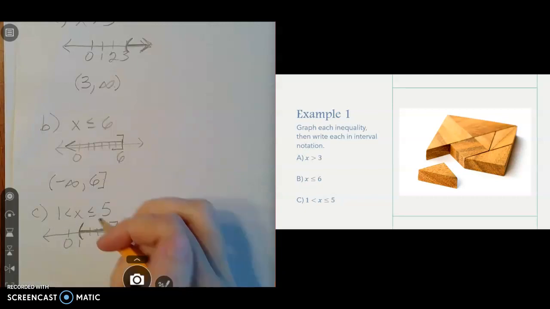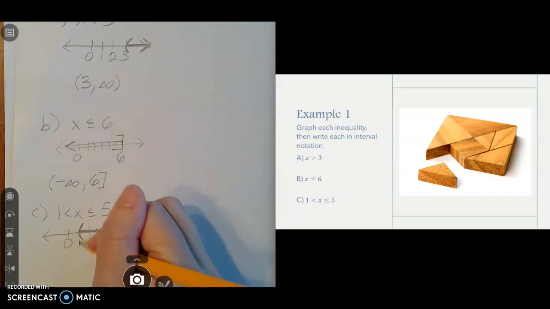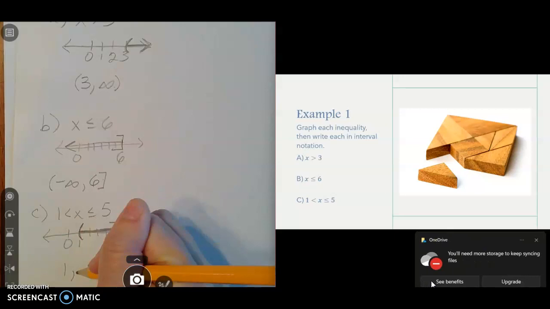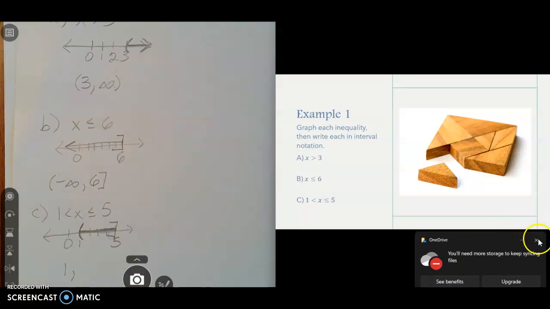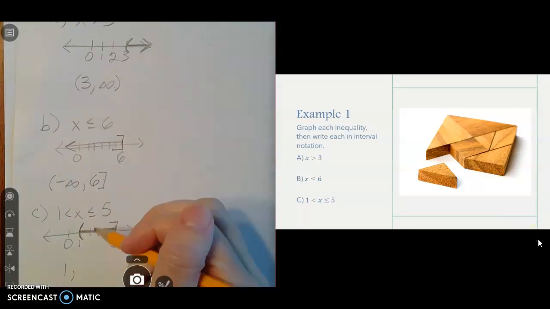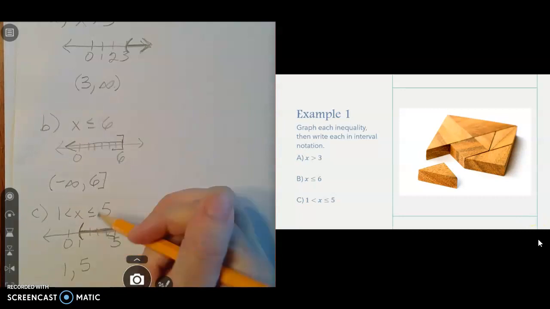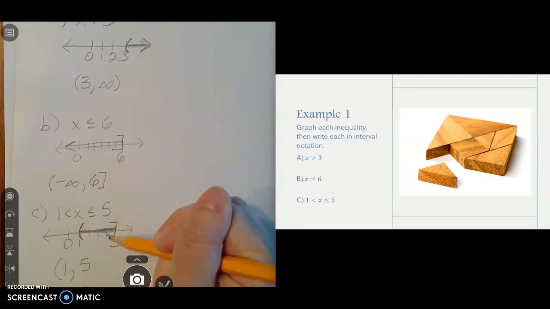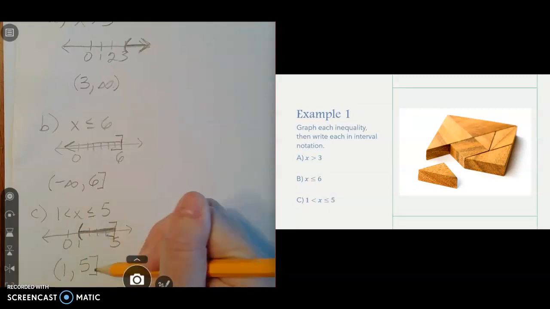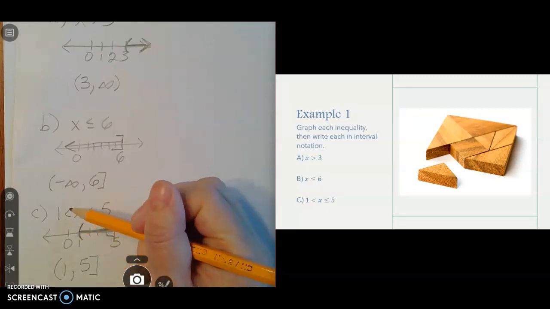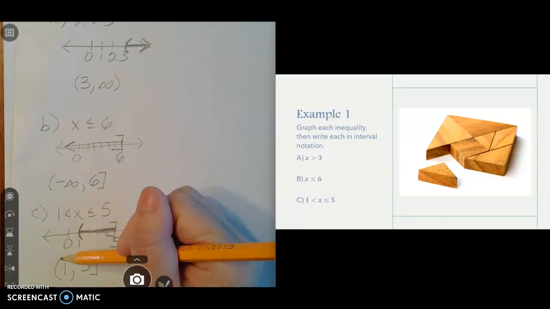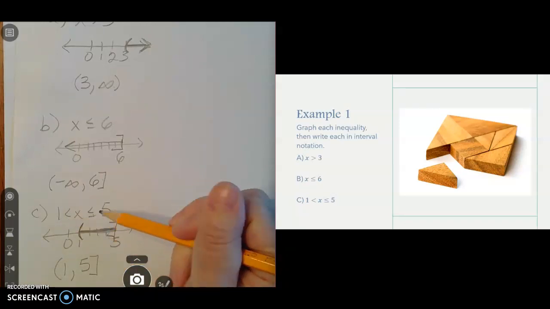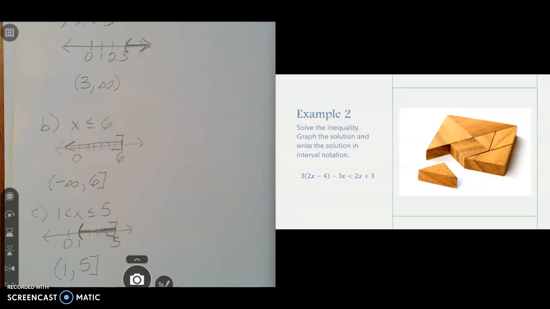For the interval notation, how far left does it go? Well, it starts at 1. Comma. How far right does it go? It stops at 5. Okay? So for 1, we're going to have a parenthesis. At 5, we're going to have a bracket because, again, the 1 had the greater than symbol. The 5 has the or equal to part of it. So that's why those look the way that they do.